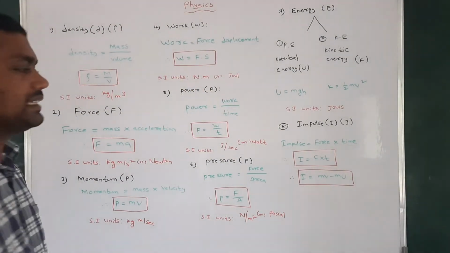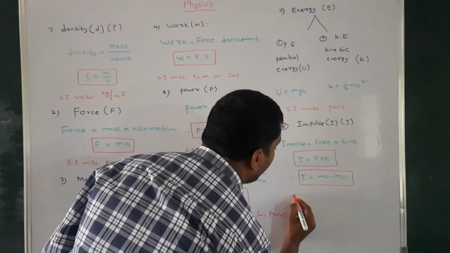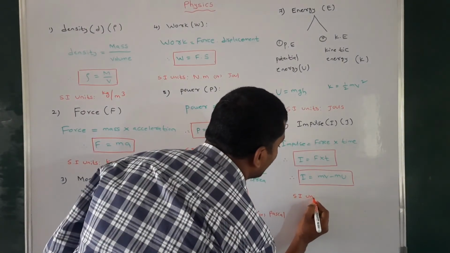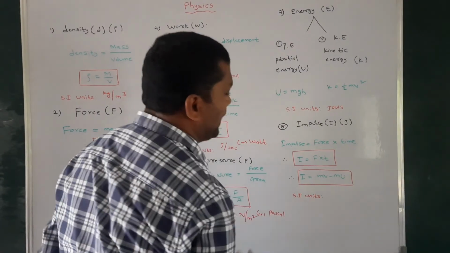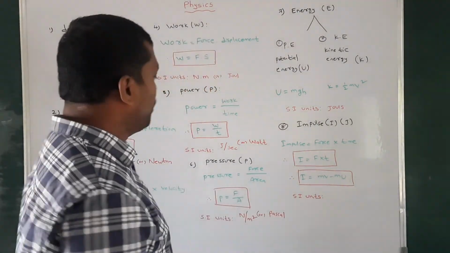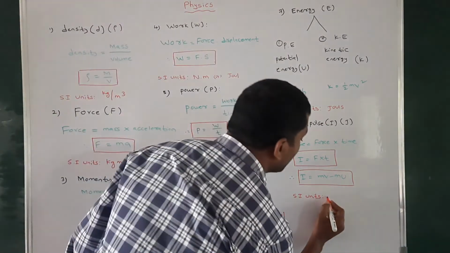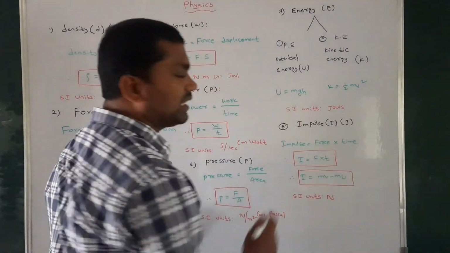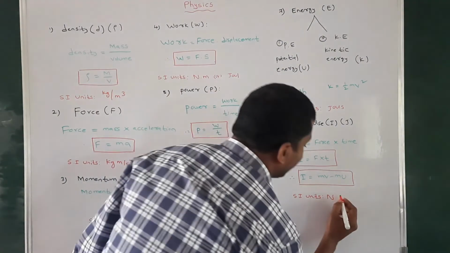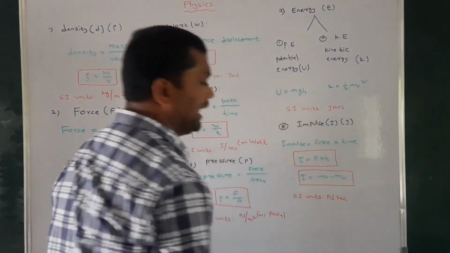Now we can write the SI units of impulse. F means force. Force will be measured in Newton, so Newton N, and T means time. So the SI unit of impulse is Newton second.